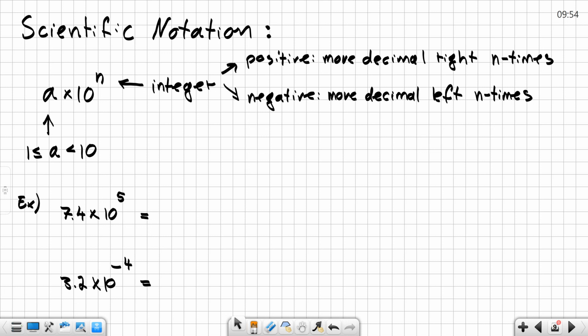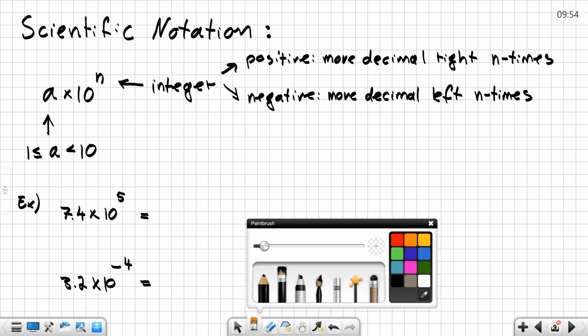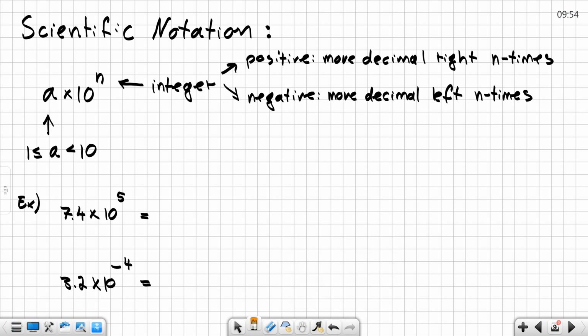Let's have a look at scientific notation. Scientific notation, not scientific number. Scientific notation is used for numbers that are either really big or very small. Let's have a look at how a number like this is written down. We want to write it down as short as possible.